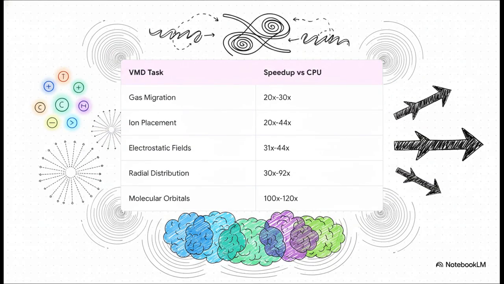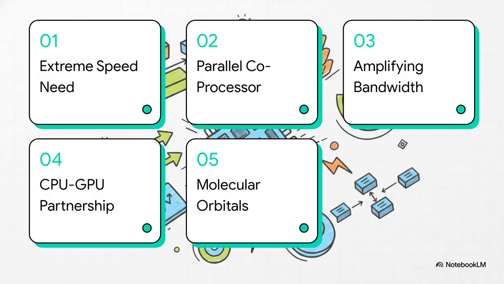To really grasp the scale of this, let's compare some specific VMD tasks against a single standard CPU core. Look at tasks like gas migration or ion placement. They see a really solid 20 to 44 times speed up. That's a great foundation. Electrostatic fields, up to 44 times faster. Radial distribution functions fly by at 90+ times the speed. But check out that bottom row. The calculation of molecular orbitals hits a staggering 100 to 120 times speed up. It's wild, right? So how exactly does a single piece of hardware pull off this kind of wildly varied but universally massive acceleration? Well, here's our roadmap for today.